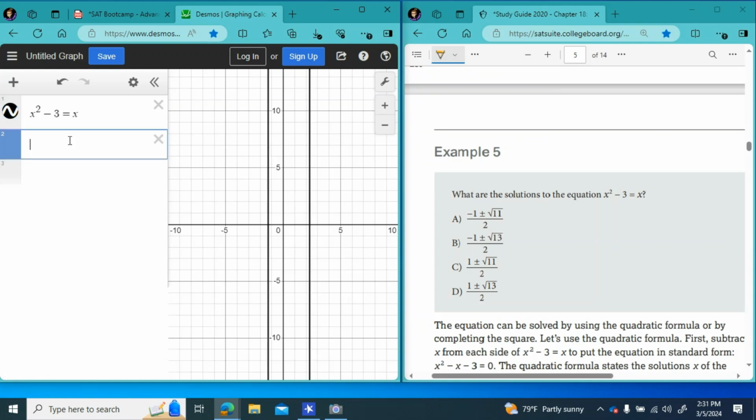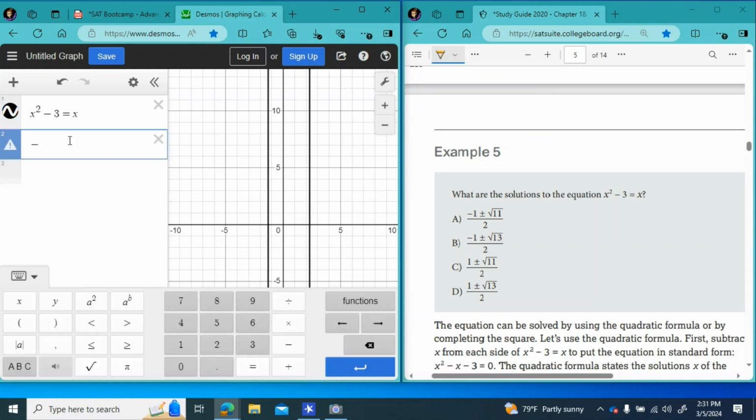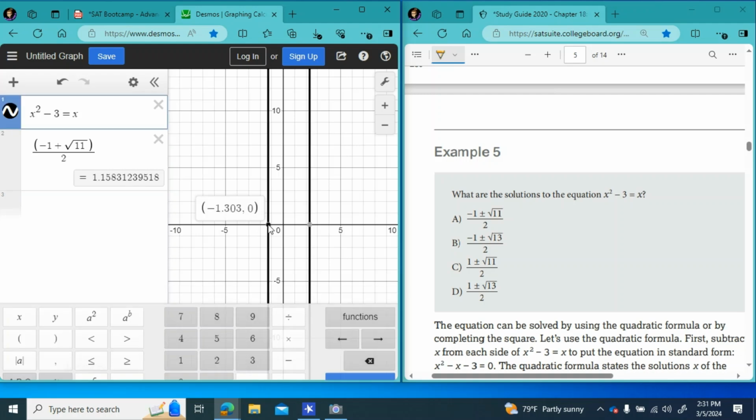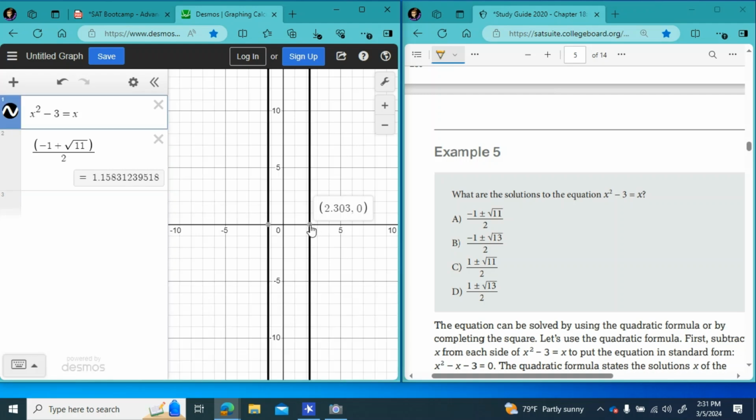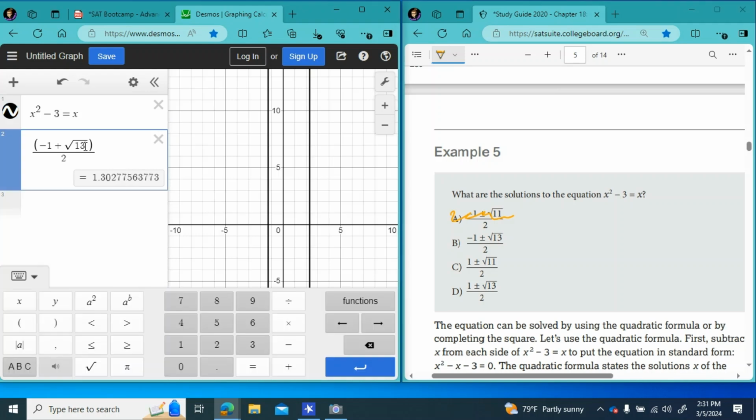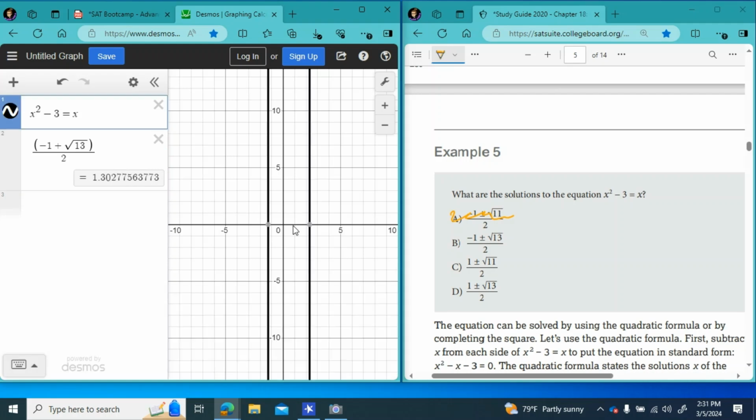So now I've just got to plug this in real quick. Negative 1 plus the square root of 11. And I'll just go ahead, I'll make that my numerator over 2. And this 1.15 is not a match to either of my solutions. So I know that A is not the answer. Try B. B is not a match to either of my solutions.